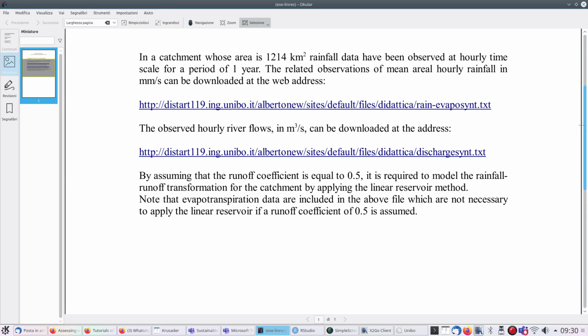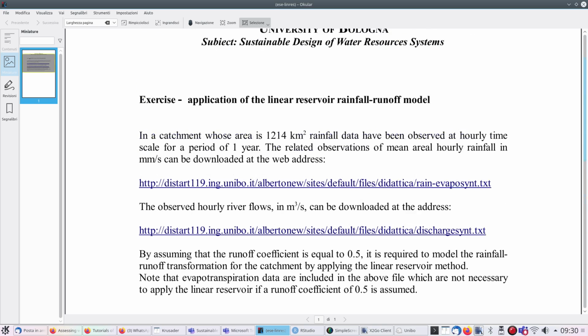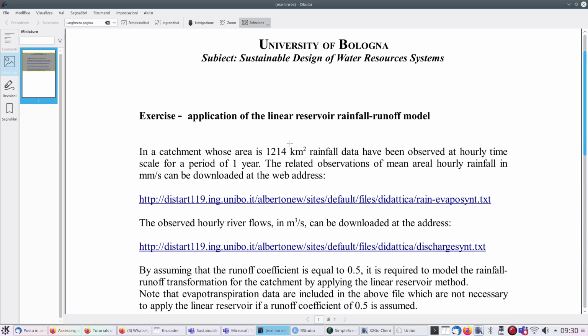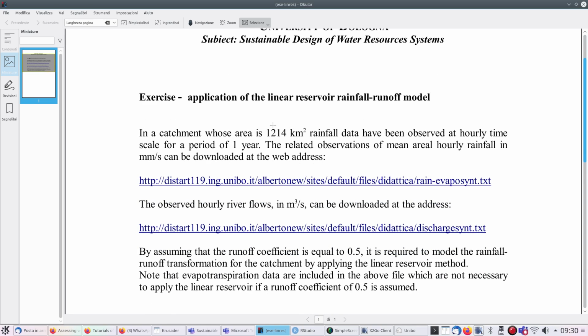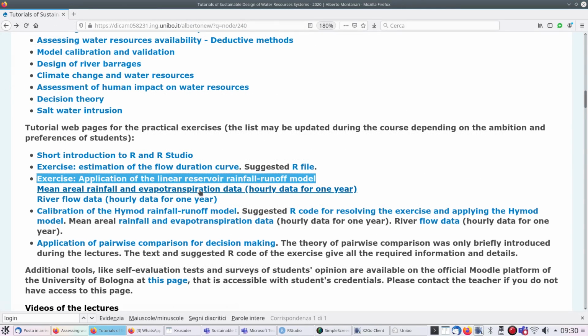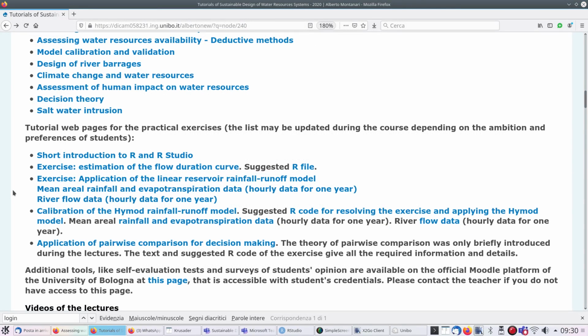Okay, very good. Now we need to look at the data. So I can close this because it doesn't give any additional relevant information. Let's remember that the catchment area is 1214 square kilometers, and that the runoff coefficient is 0.5. Okay. Now I am closing the PDF and I am back to my web page.